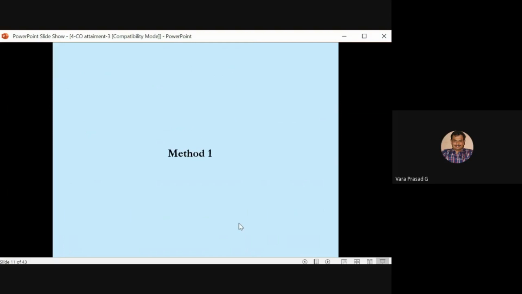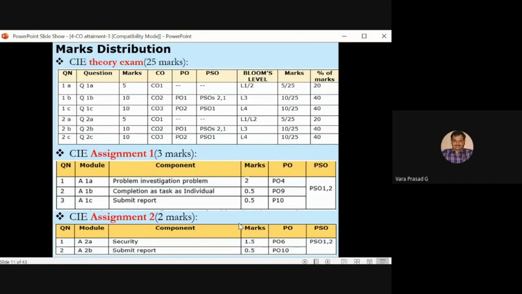Now, method one is a very simple approach to calculating the CO attainments. Generally, we prefer this method one approach, and it can be used for non-autonomous college programs. This slide shows the mark distribution of the CIE marks as well as assignment 1 and assignment 2.